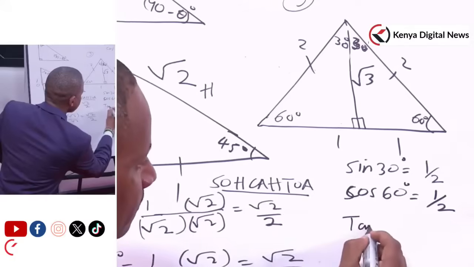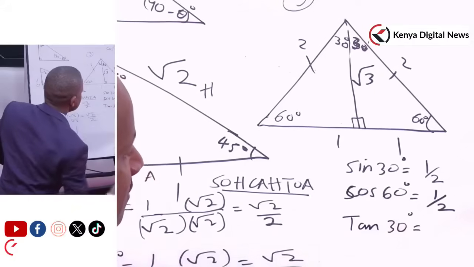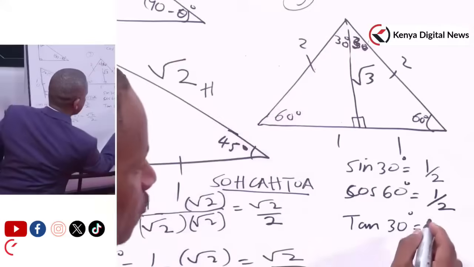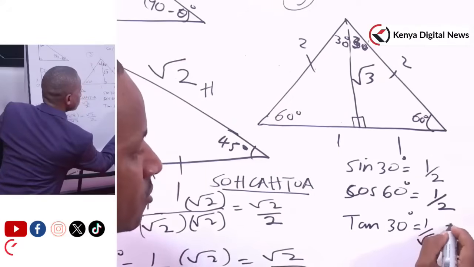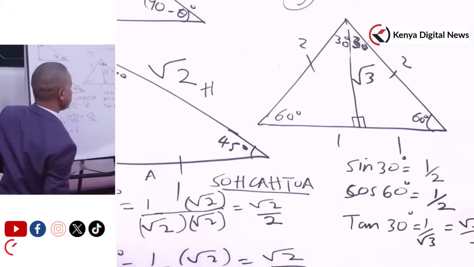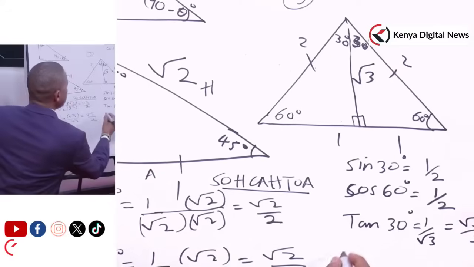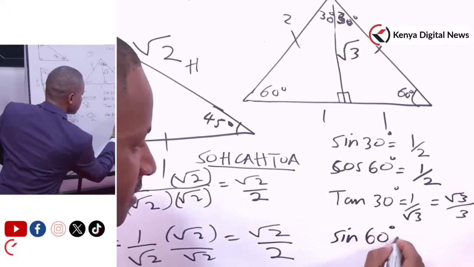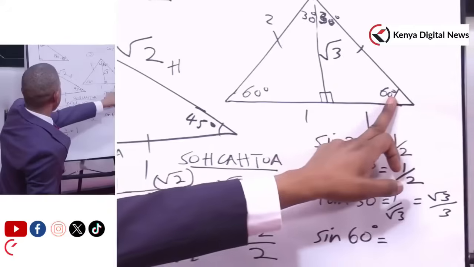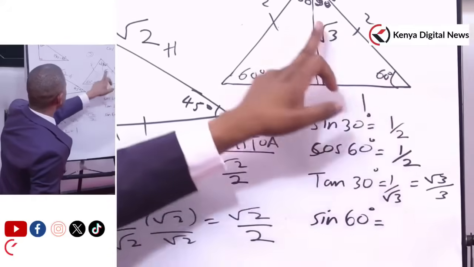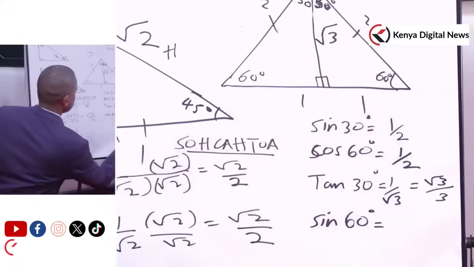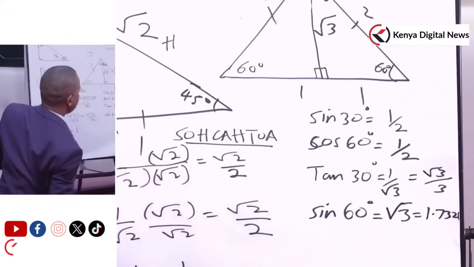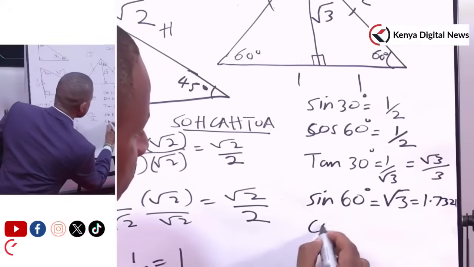Then you go to tan. Tan 30 degrees equals opposite over adjacent, which is 1 over root 3. If you rationalize this, you get root 3 over 3. Very good. Then we go to sine 60 now. We've done sine 30, so we go to sine 60 degrees. So sine 60 degrees equals opposite, which is root 3, over hypotenuse, which is 2. Root 3 is 1.7321. Then we go to cos 30.